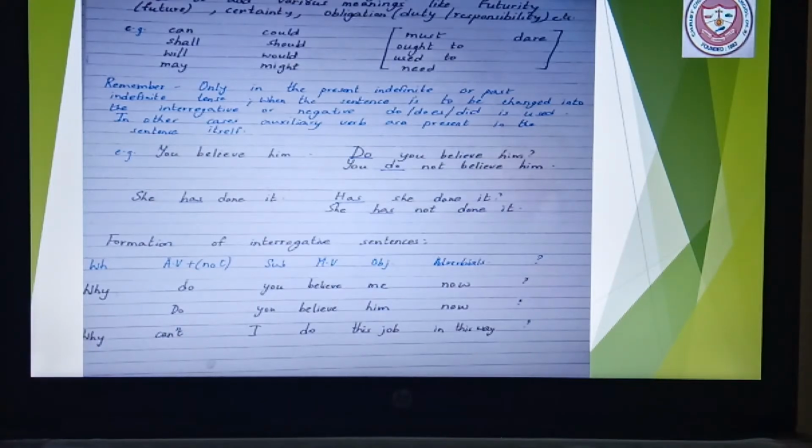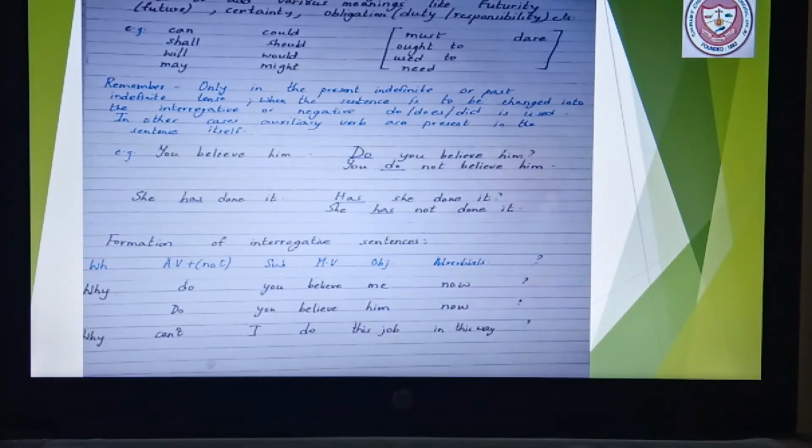For example, you believe him. Do you believe him? See, do is used here. You do not believe him. First, I have changed it into an interrogative sentence, and believe is in the present tense, so do has been used here. Do you believe him? And next, I have introduced a negative element here, not. So you do not believe him. So do has been added.